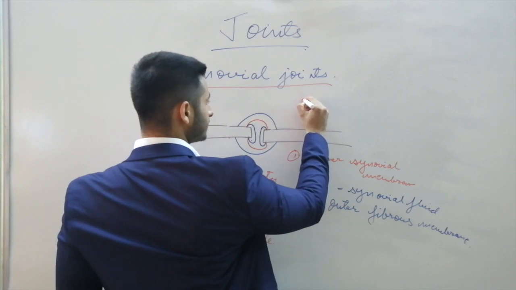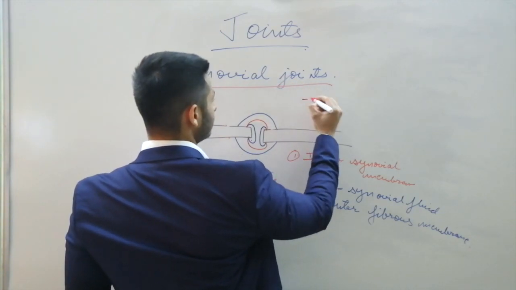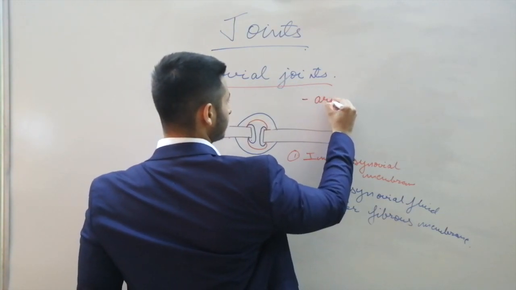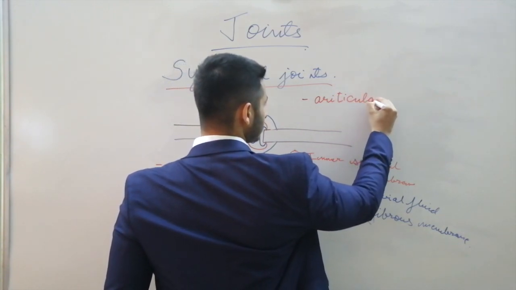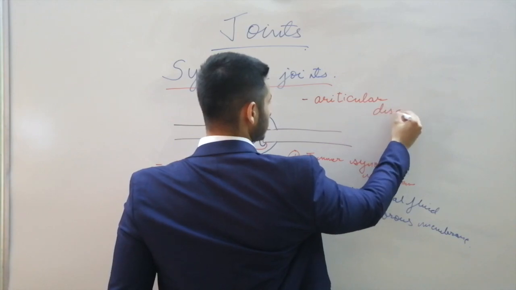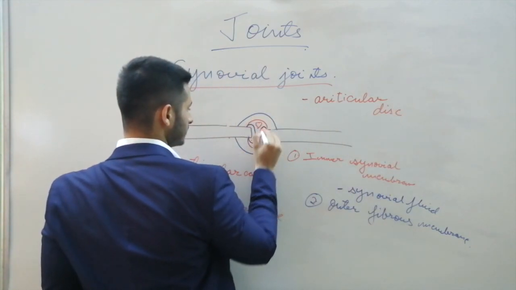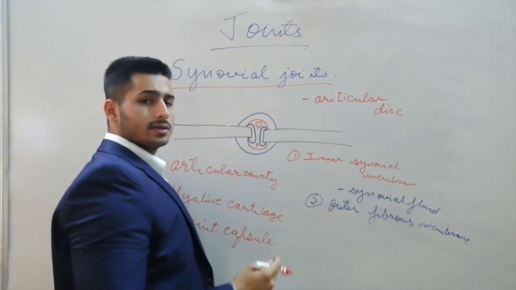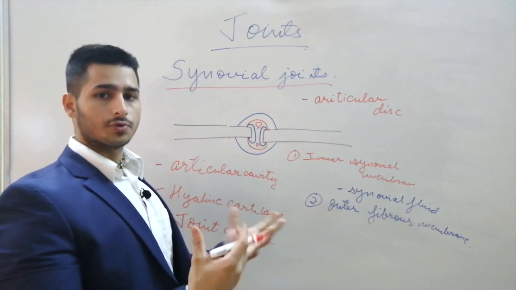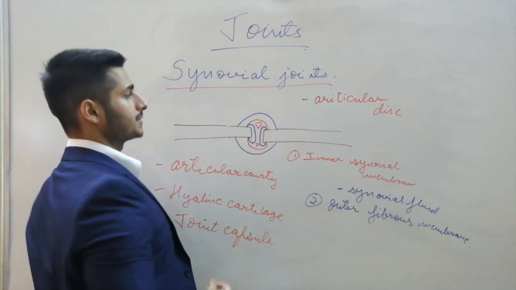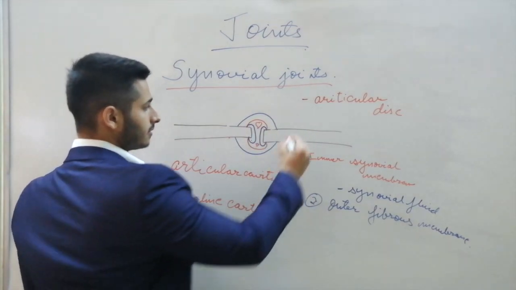Now, another characteristic present in synovial joints is the presence of articular discs. These discs act as shock absorbers. They absorb the shock toward the joint and protect the joint. It also helps in stabilizing the joint.